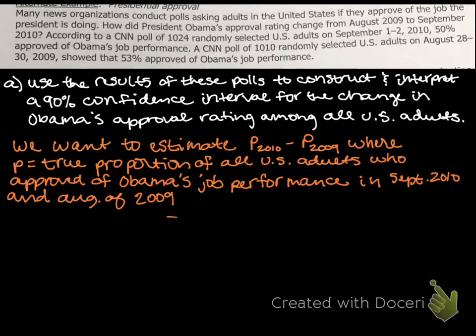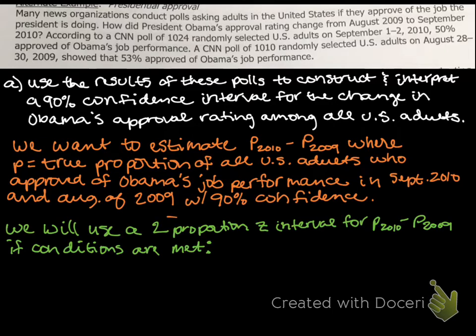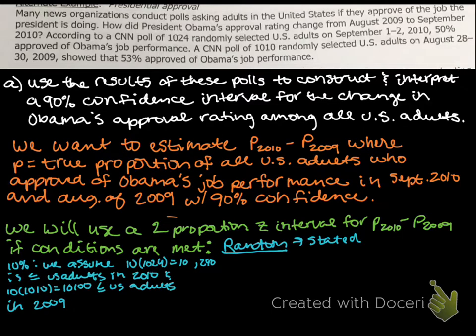All right, so plan. We will use a 2 proportion Z interval for P 2010 minus P 2009 if conditions are met. Same conditions, check the random. Stated. 10%. We assume 10 times 1024 equals 10,240 is less than or equal to all U.S. adults in 2010. And 10 times 1,010 equals 10,100 is less than or equal to U.S. adults in 2009. Notice we have to do 10% for both samples.